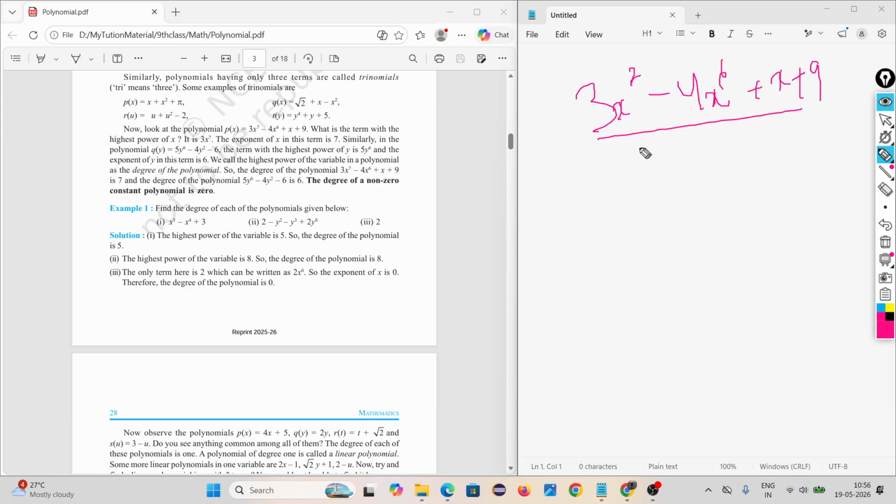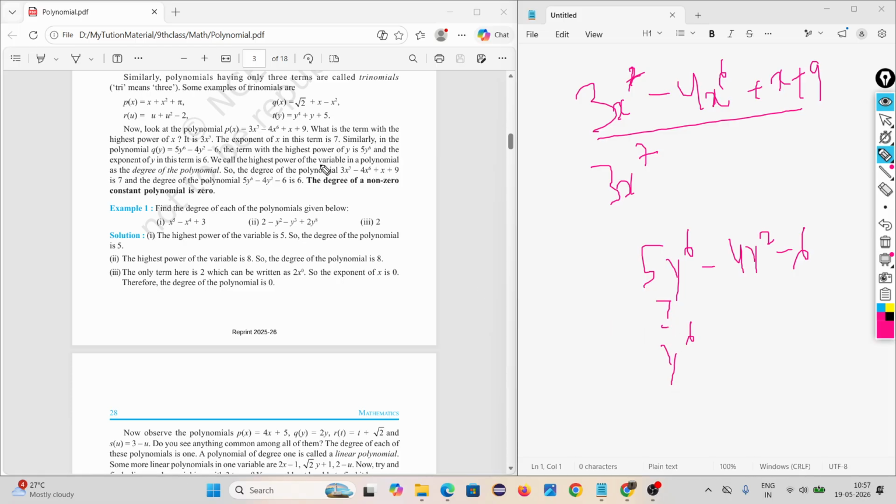4x^6? Or 3x^7, na? 7. That is 7. Similarly, in the polynomial 5y^6 - 4y^4 - 6, what is the highest power of y? 6.